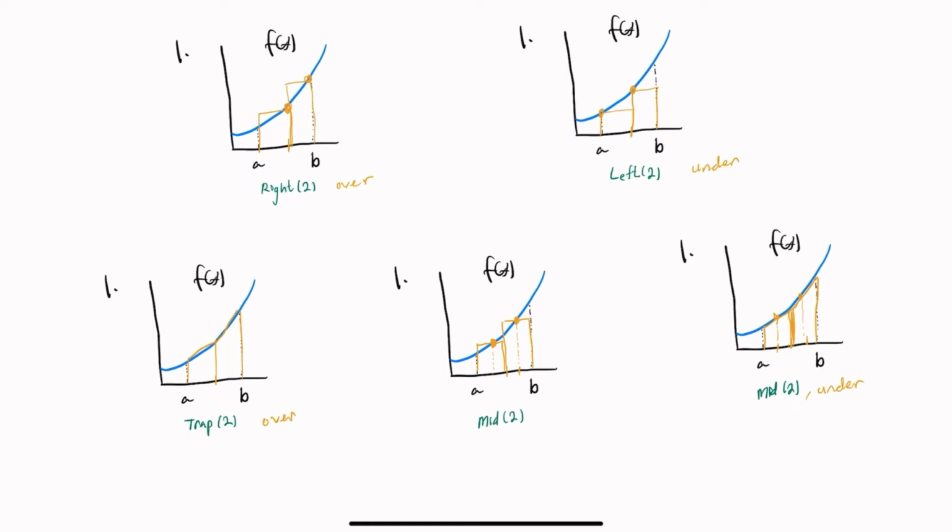And also remember that when the right is an overestimation, then the left is going to be an underestimation for the same graph. And the same thing applies for trap and mid of 2. So if the trap of 2 is an overestimation, then mid of 2 is going to be an underestimation. So this is just a way to check your solution.